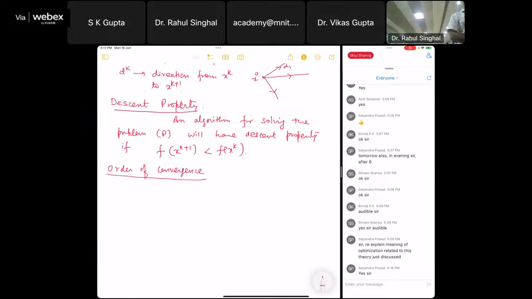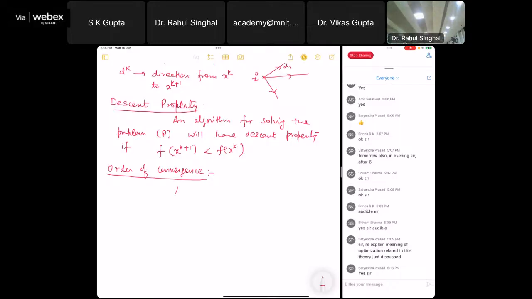After discussing these basic terms, we will go for some basic methods, that is, how we can find out at least an approximate optimal solution for a given problem by using these techniques, right? So what do you mean by order of convergence?